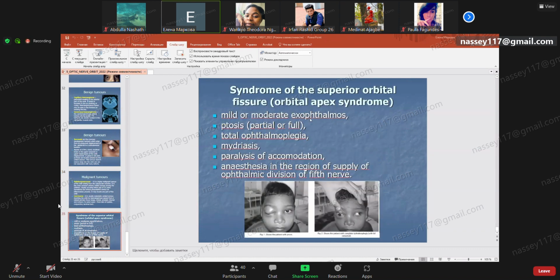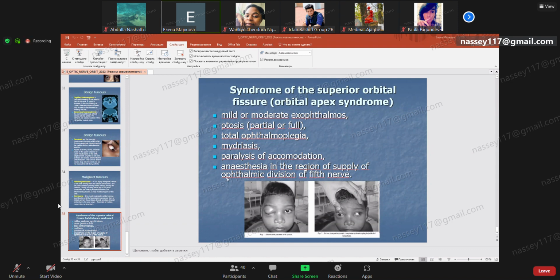And the final question is the syndrome of superior orbital fissure. The superior orbital fissure lies between the lesser and greater wings of the sphenoid. A lot of vessels and nerves pass through the superior orbital fissure: superior ophthalmic vein, oculomotor, abducent and trochlear nerves, ophthalmic nerve.